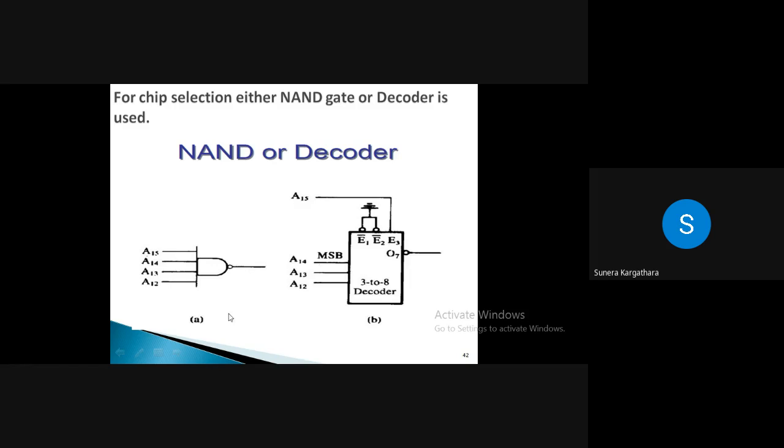Here there is no constraint. You can use a NAND gate, you can use a decoder. It is not that you must use a NAND gate for chip selection or that you must use a decoder. Any logic you can use, that depends upon the application or the number of address lines that you want to connect with. I hope I'm communicating, students.